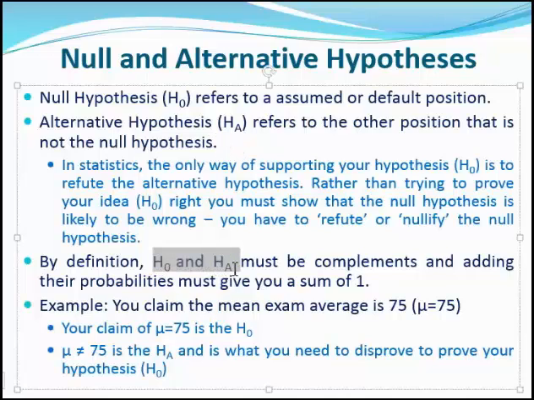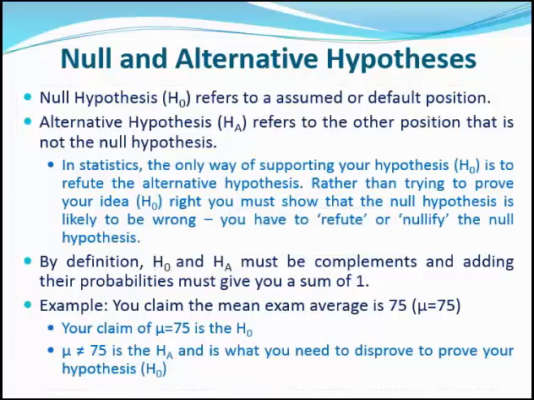And H0 and HA, namely the null and alternative hypotheses, have to be complements of each other, and adding their probabilities has to give you a sum of 1. If, for example, there's a 60% chance that any given day is going to be sunny, well then, by definition, there's a 40% chance that the day will not be sunny.